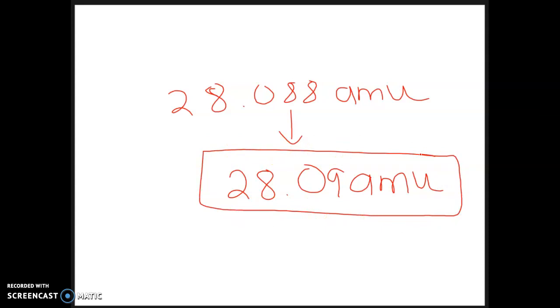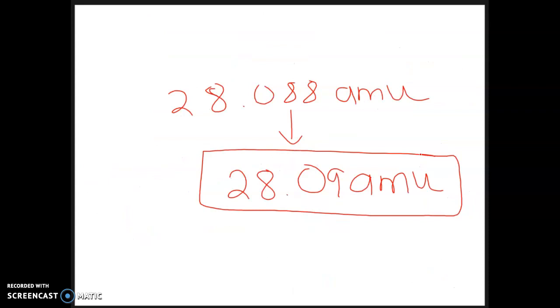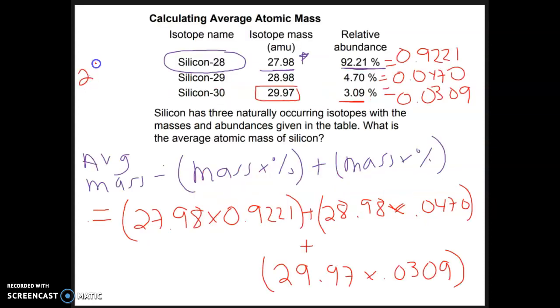Okay. So again, what we did was we took the mass of each of our isotopes and multiplied it by its percent abundance. And then we added them all together. We got the average atomic mass of silicon is 28.09. And when I look back at my percents, that makes sense because most silicon is 28. So the average mass should be closest to the most abundant isotope.